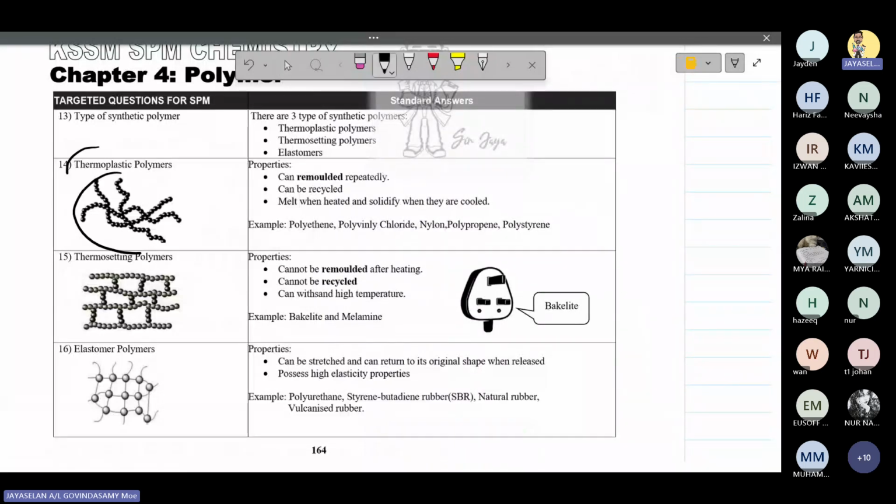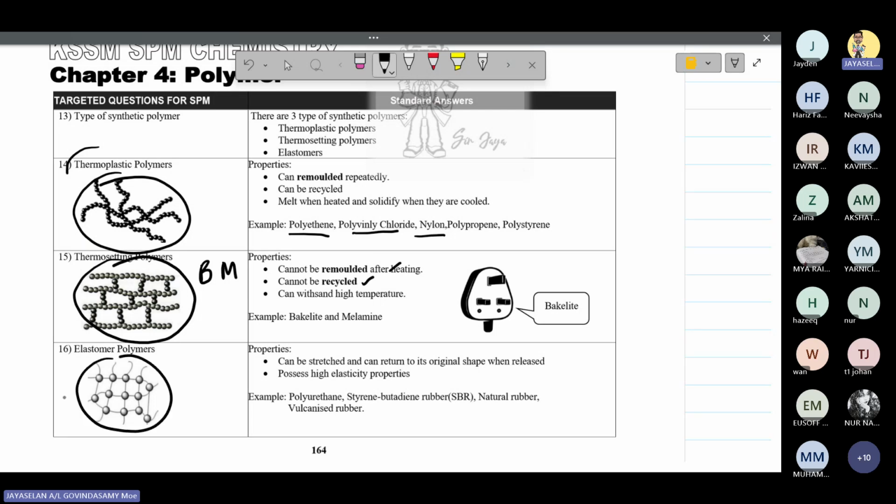Okay, lepas tu polymer, synthetic polymer ada 3 jenis. Kalau dia bagi macam ni, this is thermoplastic. Thermoplastic bagi 2 properties. Can be remolded, can be recycled. Contoh ada di sini, polyvinyl chloride, PVC, all that. Nylon also can. Kalau dia bagi macam ni, this is thermosetting polymer. Ingat contoh 2 je, bakelite and melamine. Cannot be remolded after heating, cannot be recycled. 2 cukup.